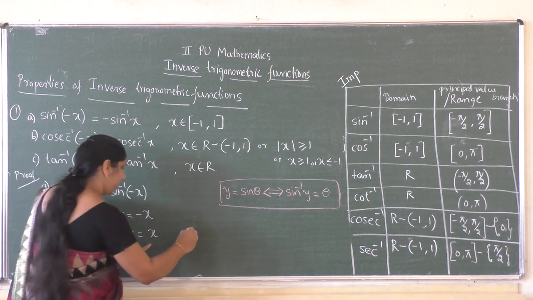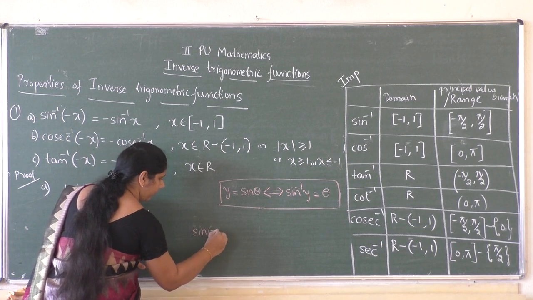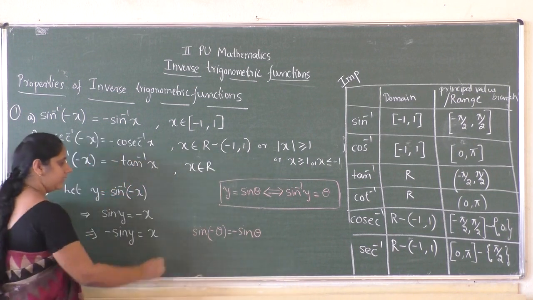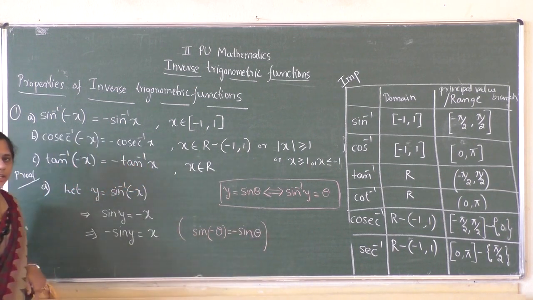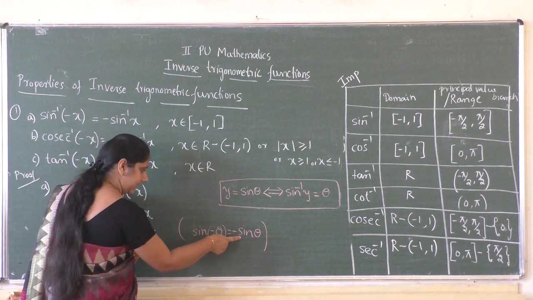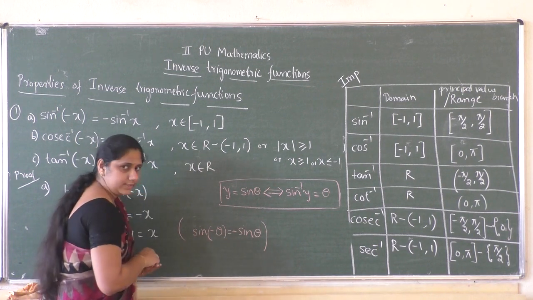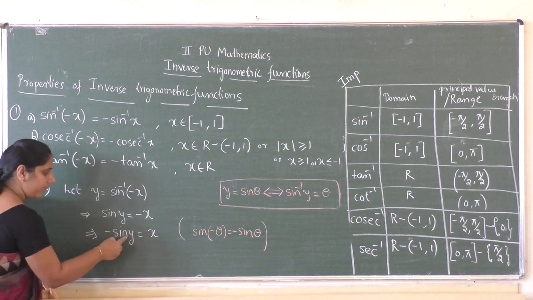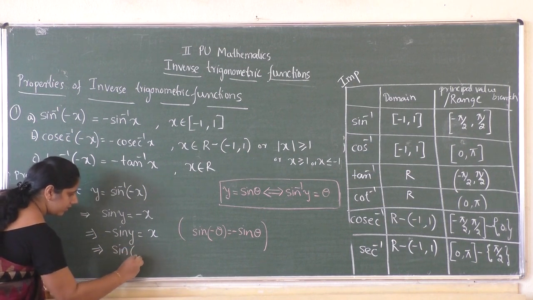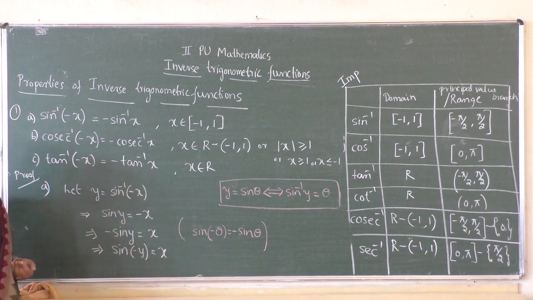Now in first year trigonometry we learned one formula, that is sine of minus theta is minus sine theta, right? This formula we studied in first year trigonometry. So sine of minus theta is minus sine theta. So in the place of minus sine theta, we can write sine of minus theta, right? So in the place of minus sine y, we can write sine of minus y equal to x, correct?